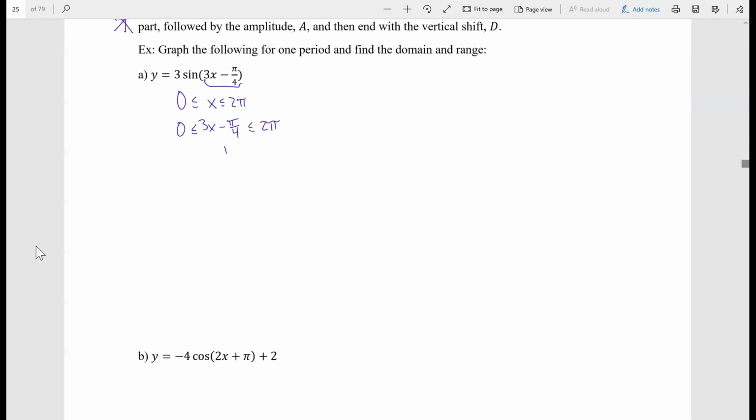So now what we're going to do is add pi over 4 to all three sides. Same thing we've been doing. And then you just have this 3x, you have a pi over 4 over here, and then here you're going to either use your calculator or try to find the least common denominator. So you're going to have 2 pi plus pi over 4. That's going to give me 9 pi over 4. Then finally, we're just going to divide by 3. So this is going to give me pi over 12, x, and then this is going to give me, what is this, 3 pi over 4?